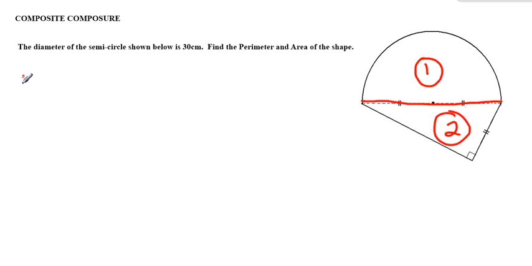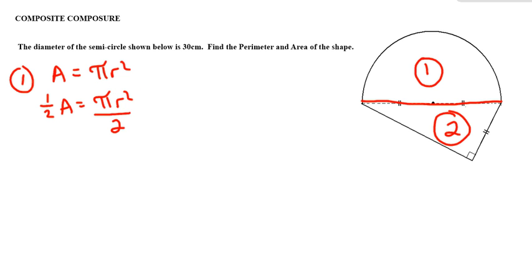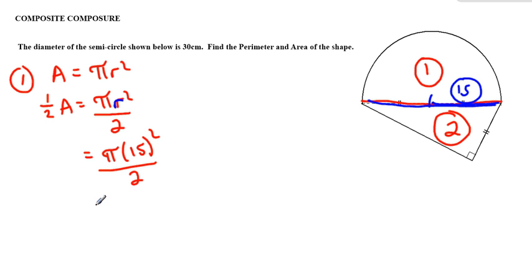So again, for the first piece, we have half of a circle. We know the area of a circle is pi r squared. So if I only have half of a circle, I want to take pi r squared and divide that by 2. If you remember that the diameter was 30, and therefore the radius was 15, that's the radius that I need to use in my equation. So the area is pi times radius squared divided by 2, and the radius was 15.